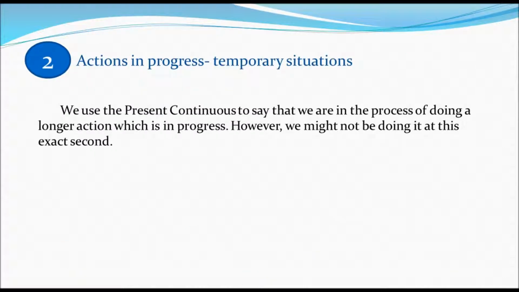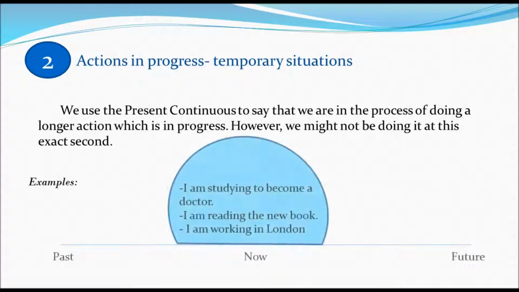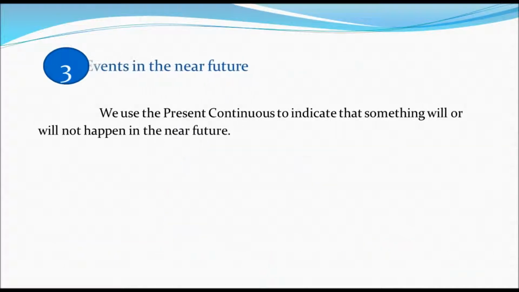2. Actions in progress, temporary situations. We use the present continuous to say that we are in the process of doing a longer action which is in progress. However, we might not be doing it at this exact second. So, here are some examples. I am studying to become a doctor. I am reading the new book. I am working in London.